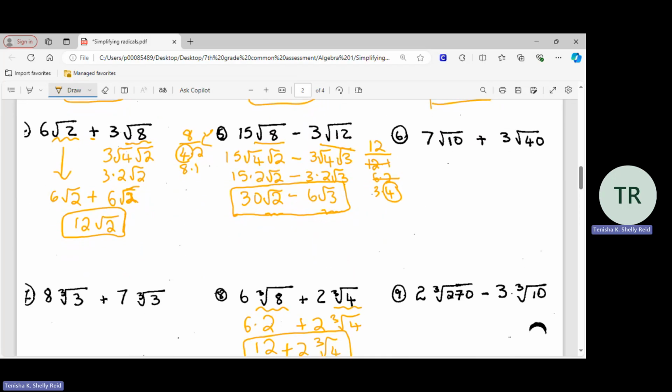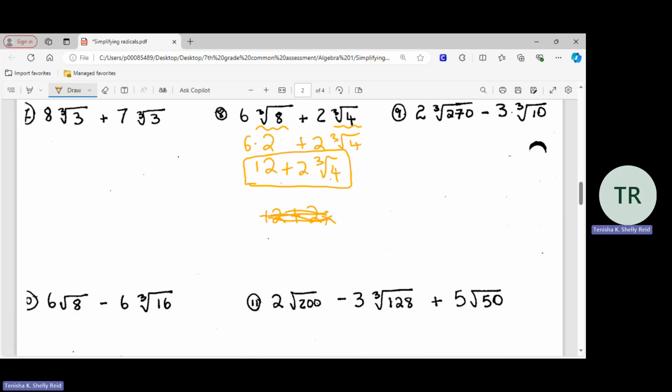On number 6, I have 7 radical 10, and then I have 3 square root of 40. This is already simplified, but the 40 is not. 40 can be broken into the square root of 4 and the square root of 10. So then we have 7 square root of 10 plus 3 times 2 square root of 10. 7 square root of 10 plus 6 square root of 10, which will give me 13 square root of 10.